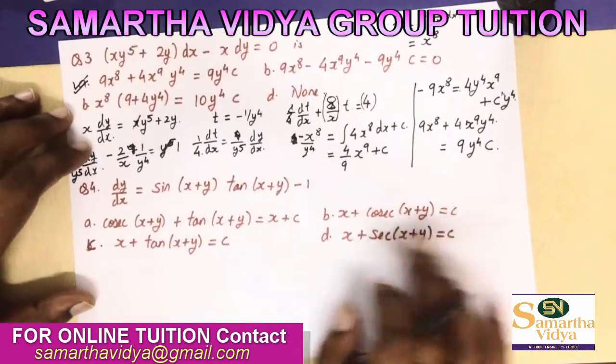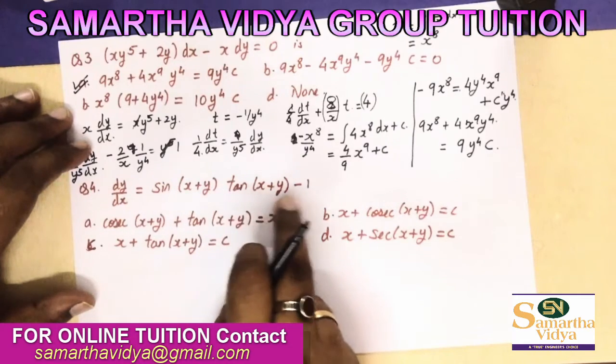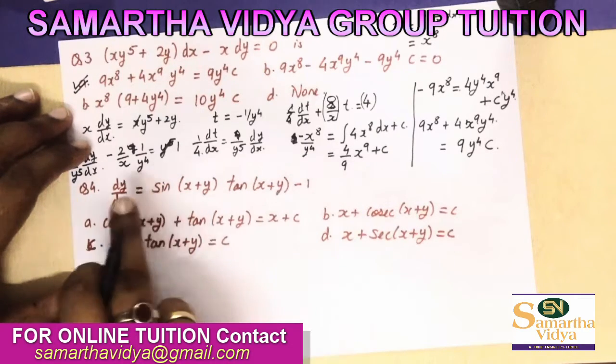Next, going to the next one, we have dy by dx is equal to sin x plus y, tan x plus y is equal to minus 1.